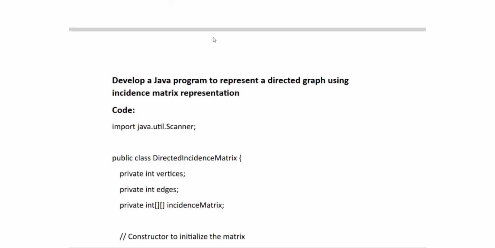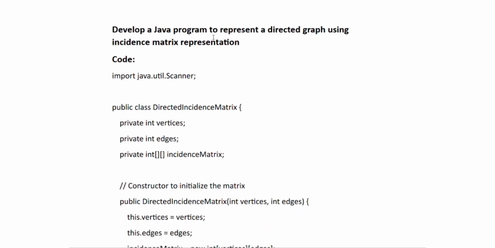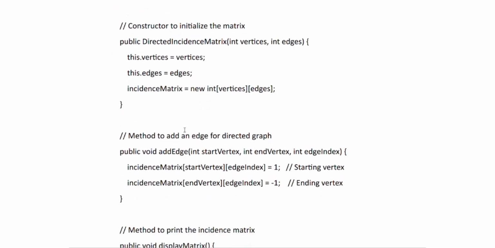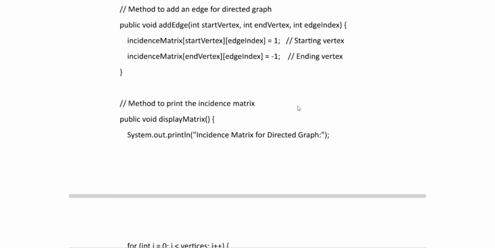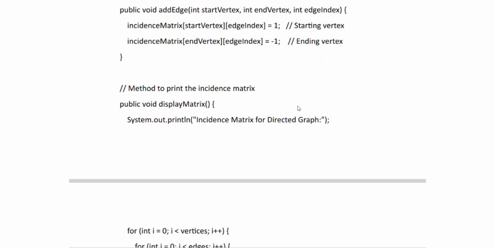Now let's see the code for the directed graph. The code is similar to the undirected graph. Just a similar change is there: in the undirected graph we have vertex 1 and vertex 2, while in the directed graph we have a starting vertex and an ending vertex. So -1 is placed for the ending vertex of the edge and 1 is placed for the starting vertex. This notation helps to identify the direction of each edge. Each column in the matrix represents an edge with the direction from -1 to 1.